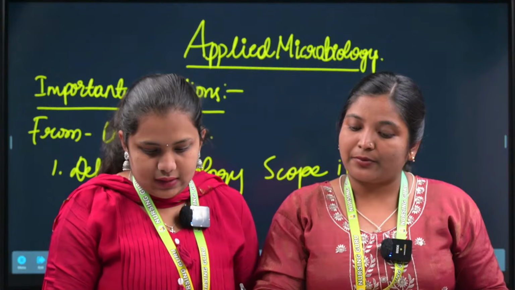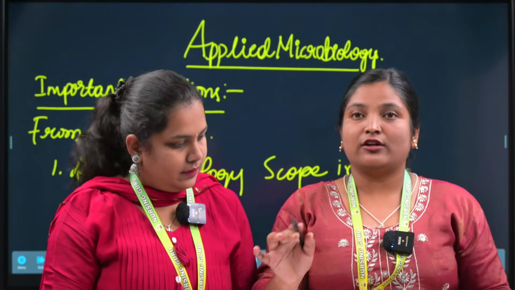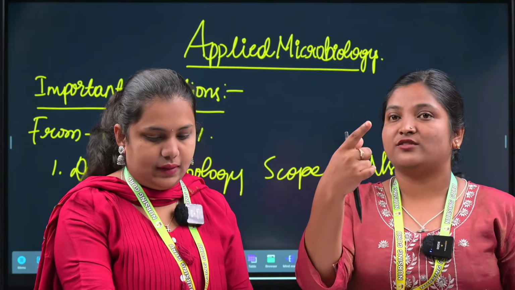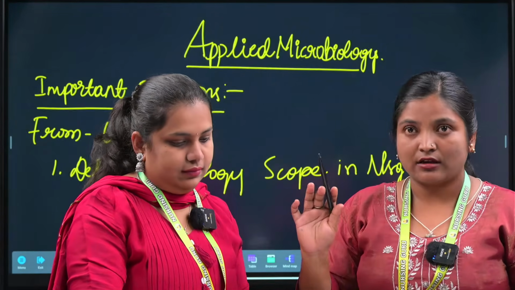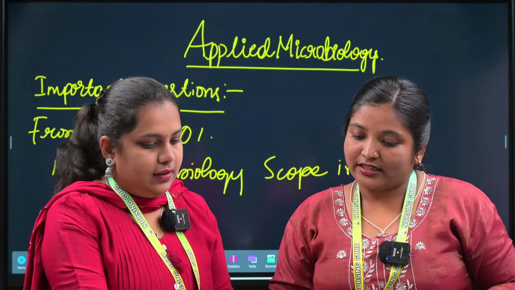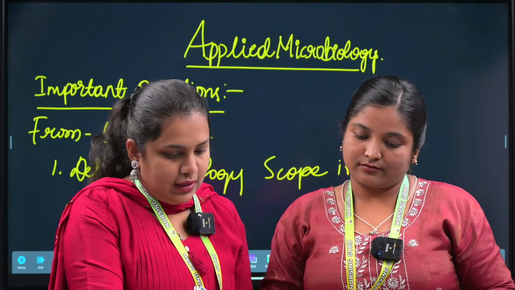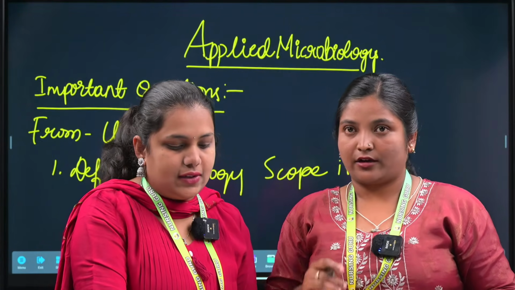The next one is principles and terminologies. From the terminology, one question will come for 2 marks, or you can expect it in the multiple choice questions. So this is very important. The next one is general characteristics of the microbes, unit number 2.